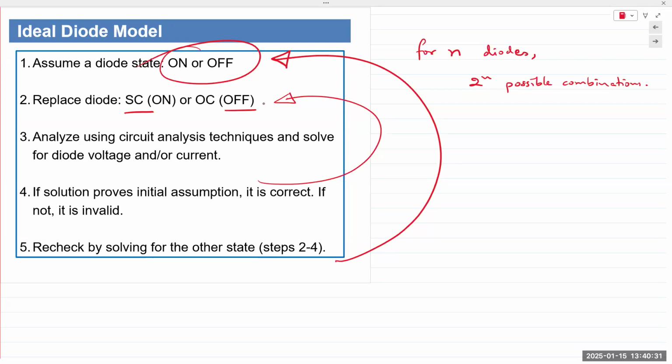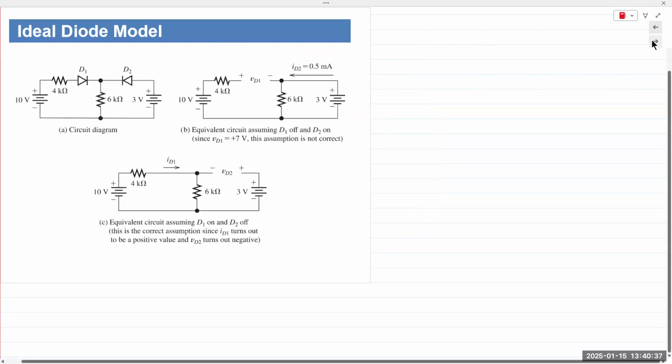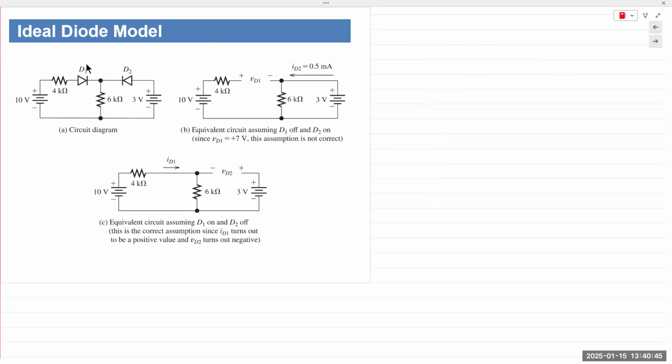Okay, let's take a look at an example. So we have a circuit with 2 diodes, 2 power supplies, and 2 resistors. Okay, D1 and D2, and then 4K and 6K resistors, and 10 volt and 3 volt supplies. Let's just take a few moments and look at the circuit. What do we see? We see 2 voltage supplies, 10 volts and 3 volts. And both of them are connected to anodes of the diodes, D1 and D2.